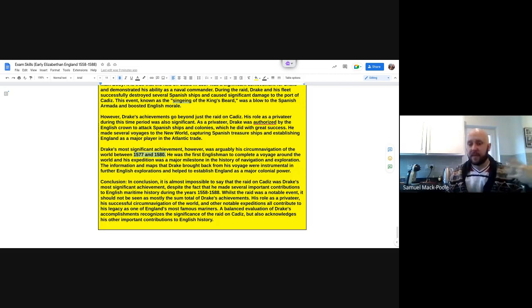Whilst the raid was a notable event, it should not be seen as the sum total of Drake's achievements. His role as a privateer, his successful circumnavigation of the world, and other notable expeditions all contribute to his legacy as one of England's most famous mariners. A balanced evaluation of Drake's accomplishments recognises the significance of the raid on Cadiz, but also his other important contributions to English history.